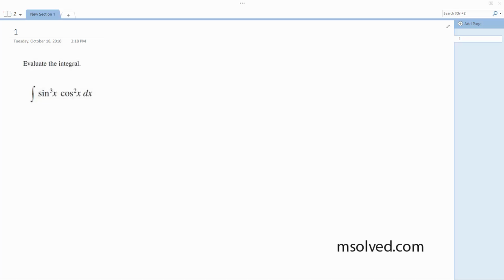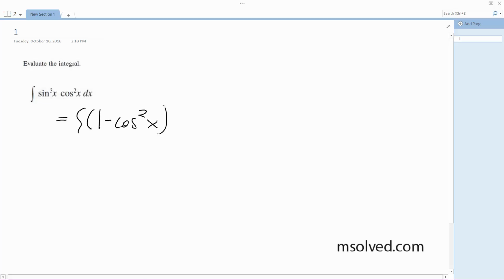All right, so we're going to find the integral of this. What we're going to do is break this up. So this is going to become equal to 1 minus the cosine squared of x times the cosine squared of x sine of x dx. And what I did here, this is the same thing as sine squared of x. I just broke it down. This is going to work in our favor.